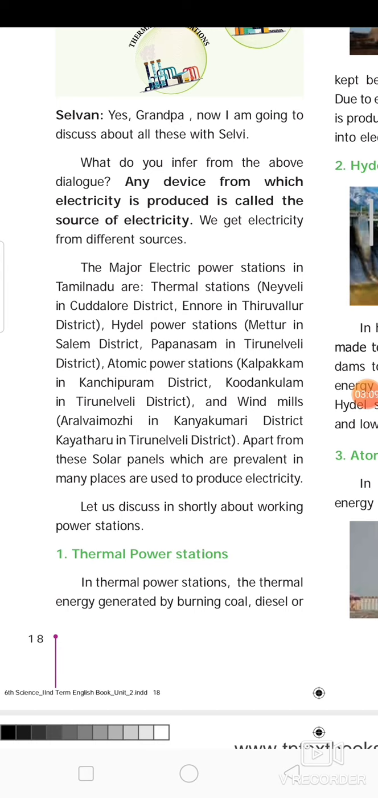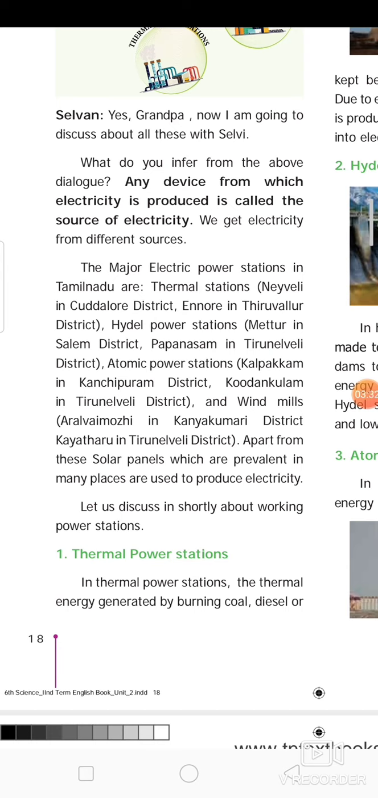So apart from these electric sources, solar panels, which are prevalent in many places, are used to produce electricity because it is a very useful and renewable energy source. So let's see the electric sources one by one. To begin with, the thermal power station is the first.